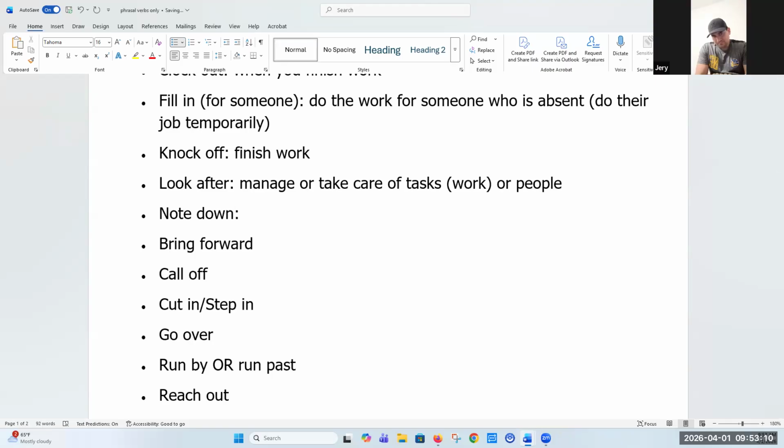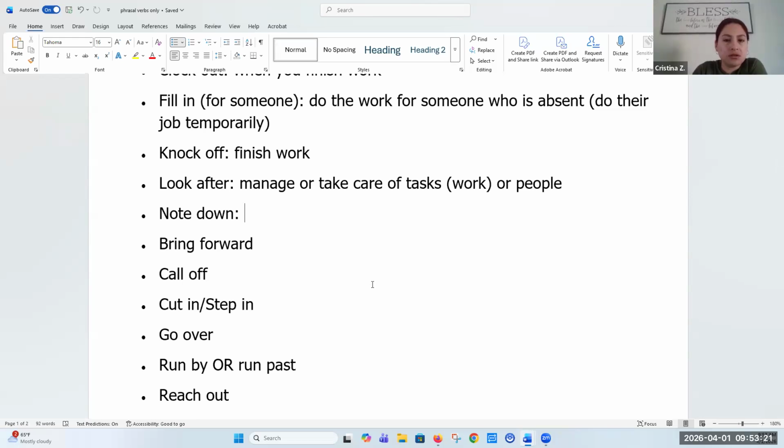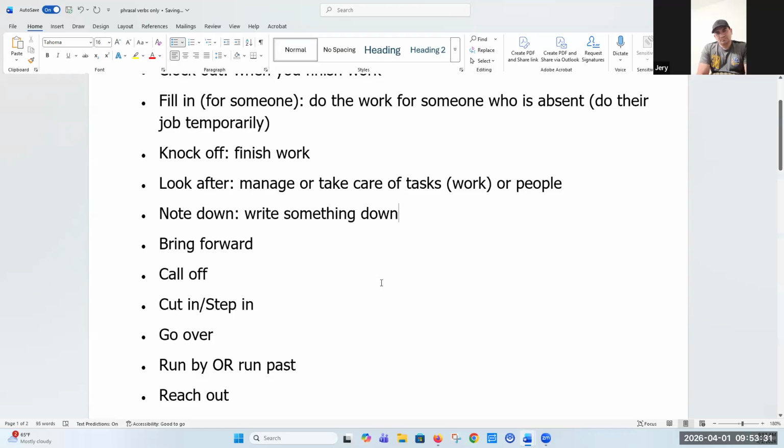Okay. Note down. This is something most of you probably do every day that you're in class. Take notes. Yeah, basically it means write it down. The word note is kind of a clue there. Note can also be a verb. But when you say note down, it means actually write down information, whatever it is.